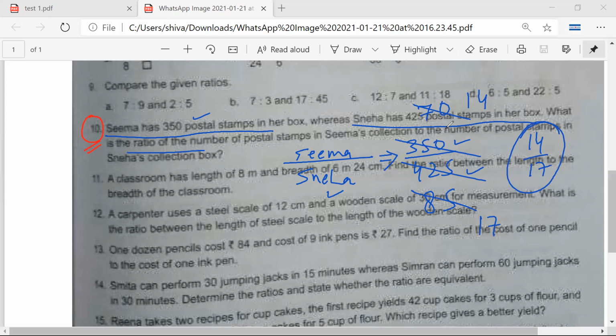So it will be 14 is to 17, right? Yeah, 14 is to 17. 14 is to 17 is the final answer. Mr. Satya, any doubt?